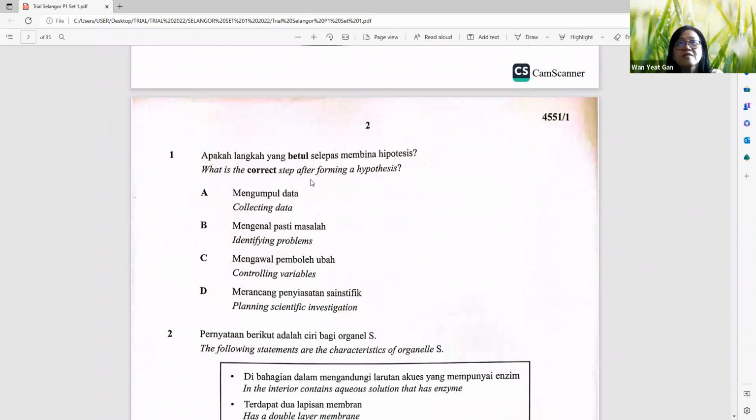What is the correct step after forming a hypothesis? So the question is asking what is the correct step. This question is quite easy. The correct step after forming a hypothesis is to control the variables.